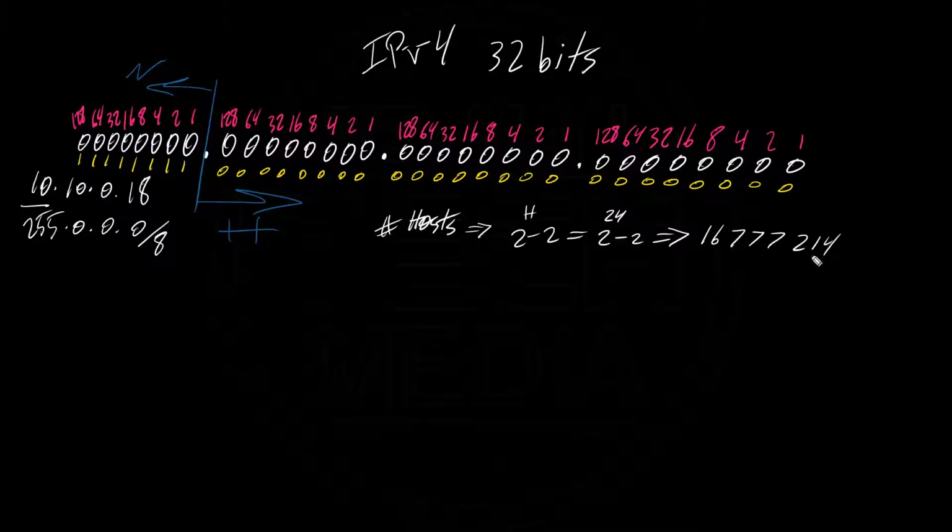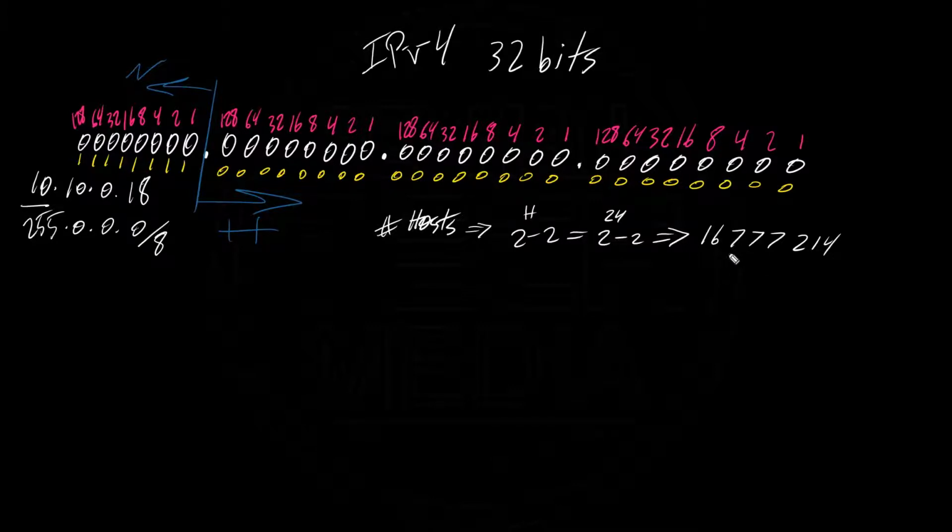Because we talked about how to find out the number of hosts, whether this is Class A, B, or C, it's simply 2 to the power of host bits minus 2. So for Class A, we have 24 zeros, so 24 host bits. And you guys saw earlier in the previous videos that in Class B, we had 16 zeros, right? 16 host bits. And in Class C, only 8 zeros, 8 host bits. So we had different values.